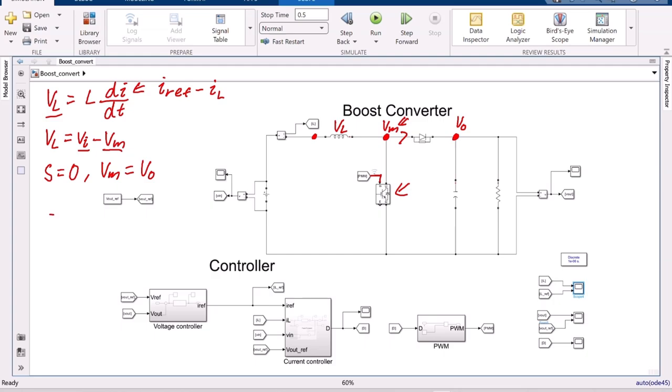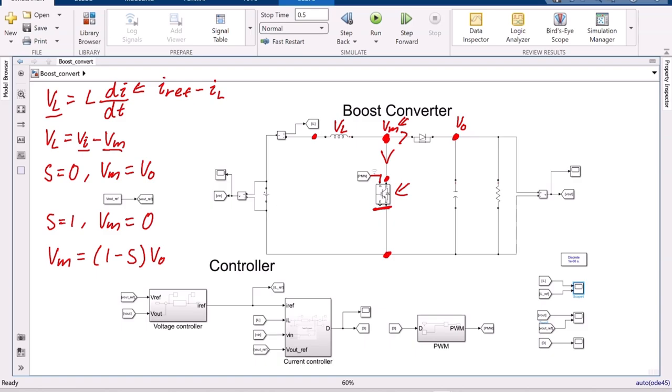And when the gate signal is 1, so S equals 1, because this MOSFET is closed, we know that VM must be equal to 0, because this voltage is equal to this voltage, because it's just a wire between them now. So this is 0. And now you can actually solve for VM. So VM is equal to 1 minus the gate signal multiplied by VO. So that is how you define VM. So you can basically control S, the gate signal, such that you get the VM that you want.